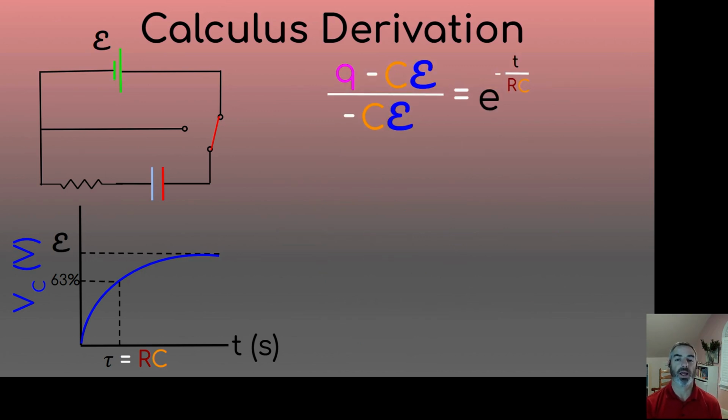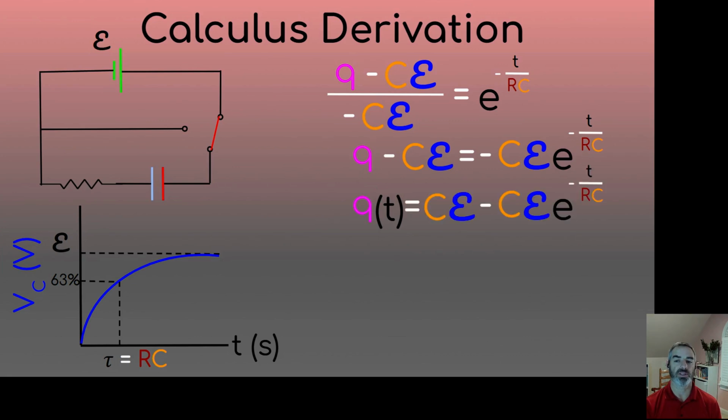So we're going to multiply both sides by negative C times E, which is going to give us this equation. And then isolating q, we're going to write q as a function of time. So we're going to add C times E to the other side, which gives us this equation. Now, remember, the ultimate goal is to find a function of the potential measured across the capacitor as a function of time. So we have q as a function of time.